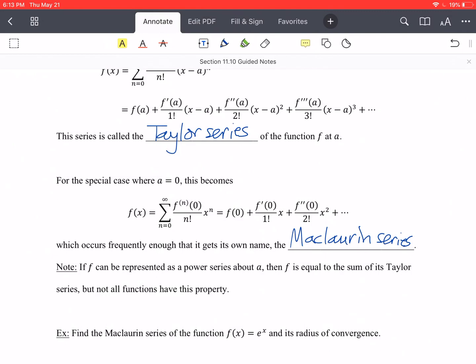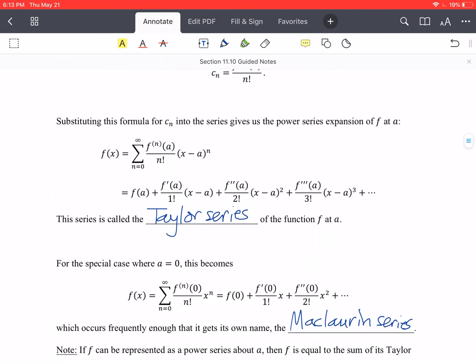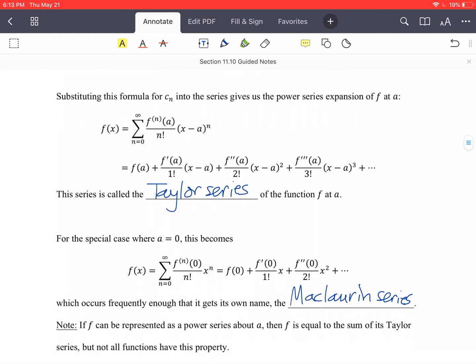But this one comes up frequently enough using a equals 0 that we do separate it apart from the other one. Okay, so again, the Taylor series is this one up here. The Maclaurin series is just a special case of a Taylor series where a equals 0.